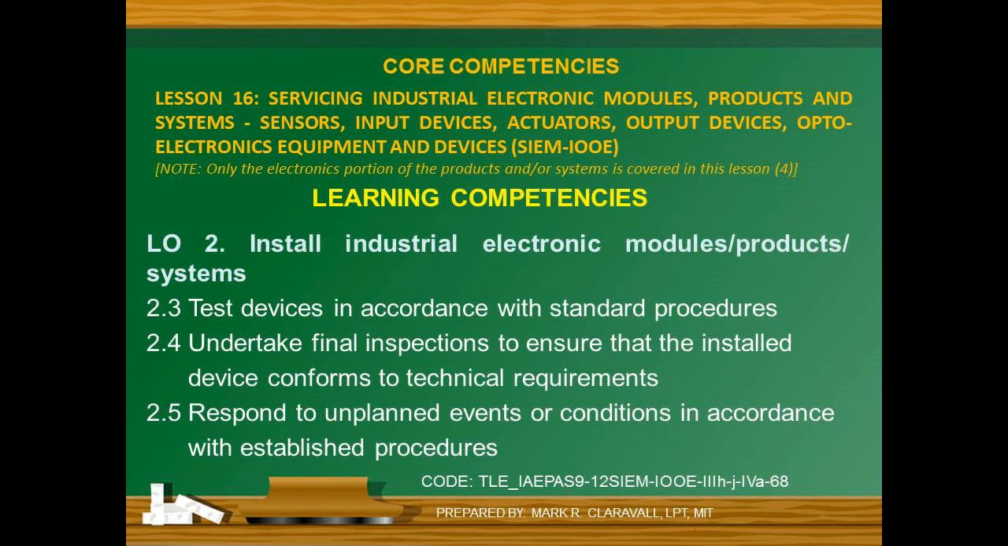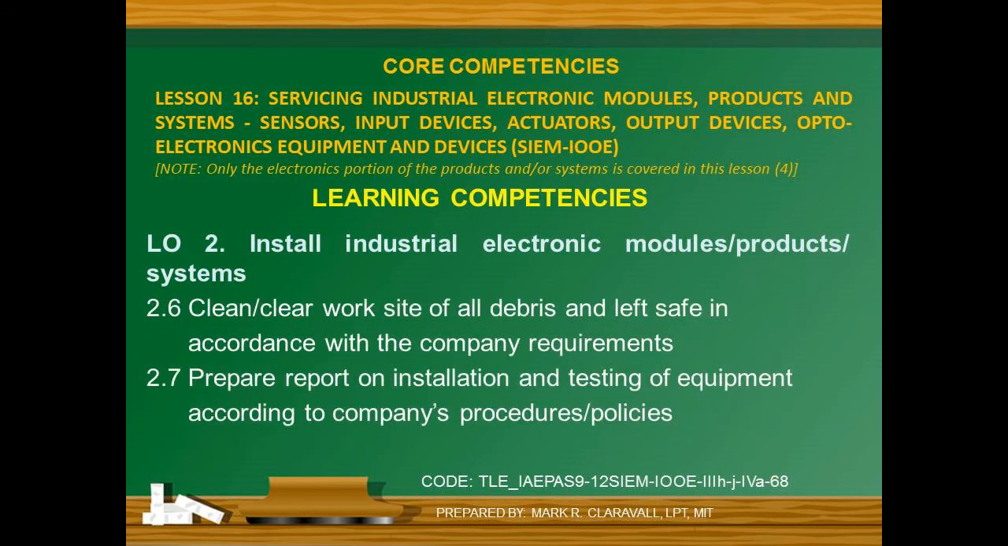Learning outcome number 2.4, undertake final inspections to ensure that the installed device conforms to technical requirements. Learning outcome number 2.5, respond to unplanned events or conditions in accordance with established procedures. Learning outcome number 2.6, clean/clear work site of all debris and leave it safe in accordance with the company requirements. Learning outcome number 2.7, prepare report on installation and testing of equipment according to company's procedures/policies. Code: TLE_IPAS 912 CMIIJ EVA 68.